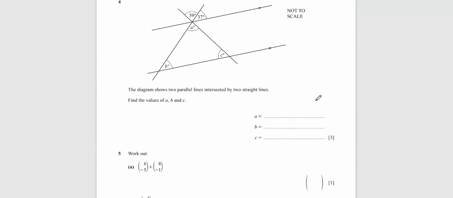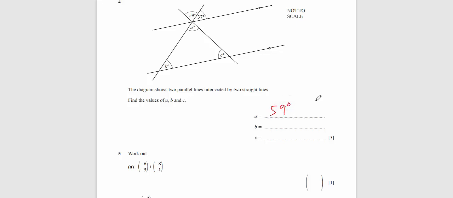And then let's look at number 4. The diagram shows 2 parallel lines intersected by 2 straight lines. Find the value of A, B, and C. To find A is very easy, because A and the 59 are vertically opposite. If they are vertically opposite, then they are the same. So A will be 59.